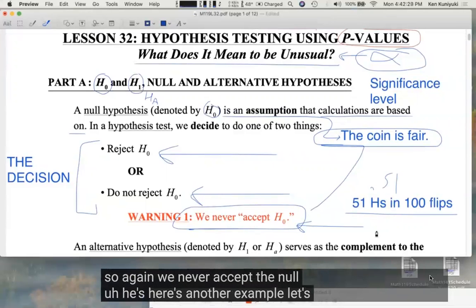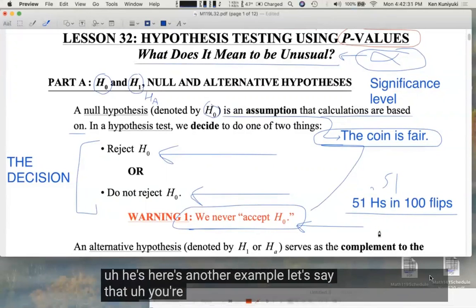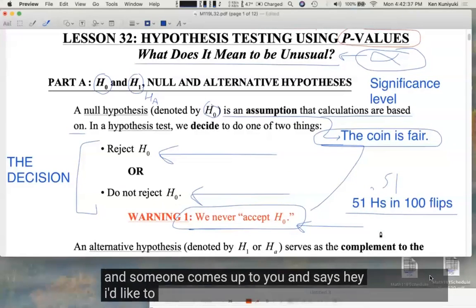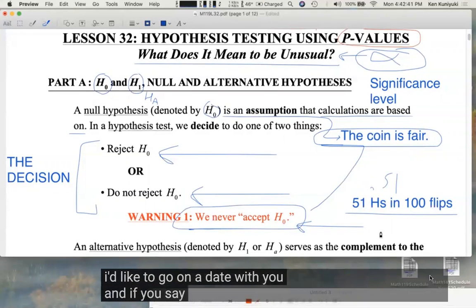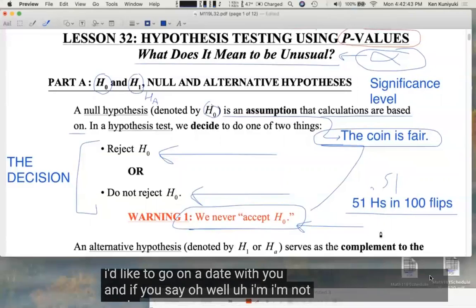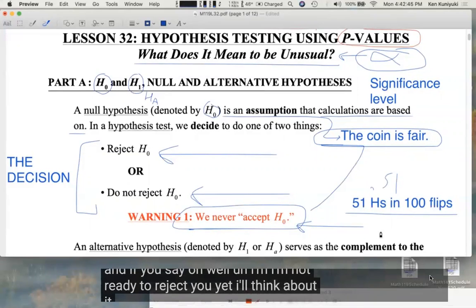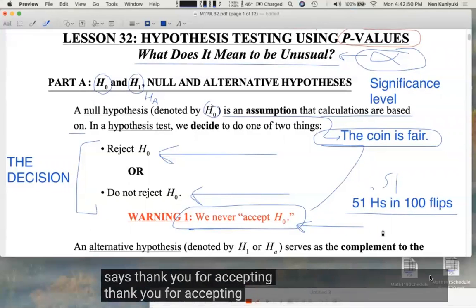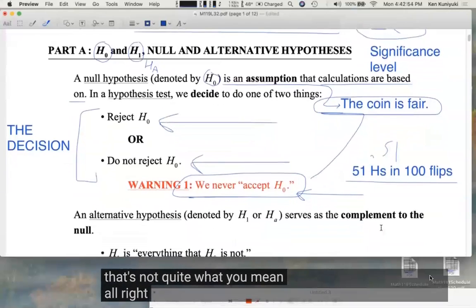Here's another example. Let's say that when we can go out to bars, public places, you're at a bar and someone comes up to you and says, hey, I'd like to go on a date with you. And if you say, oh, well, I'm not ready to reject you yet, I'll think about it, how would you feel if the other person says, thank you for accepting my proposal? That's not quite what you mean. All right, more on that later.